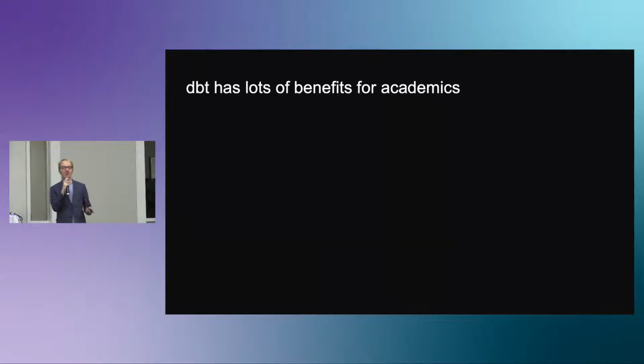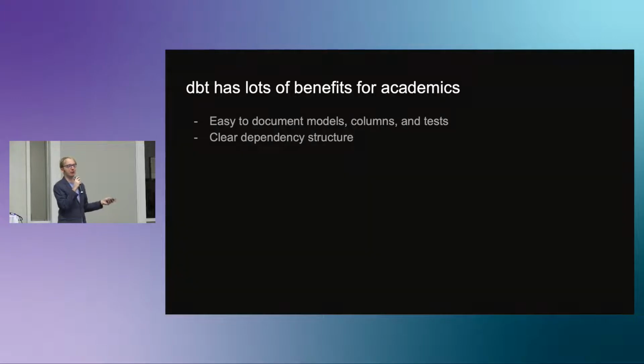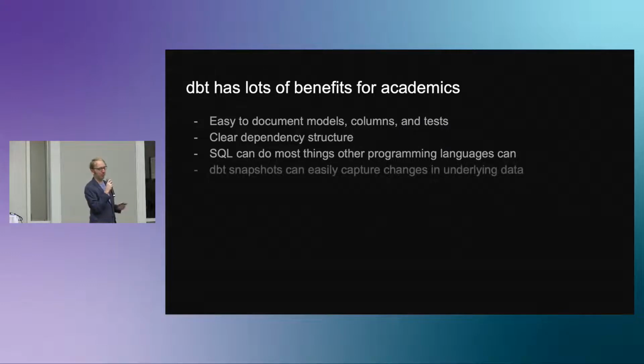Now, this is a little bit of a moment where I sell to the audience that's not in the room, because I'm going to be selling the benefits of DBT, and most of you sitting here in this room already know that DBT is pretty great. So it is easy to document models, columns, and tests. It is very clear which transformations depend on which others, and typically what software you need to run the transformations. SQL can do most anything that everyone else can do in the transformation layer, less so in the fancy statistical and machine learning layer, but that's what the rest of the pipeline is for.